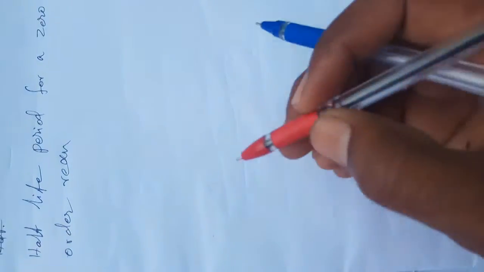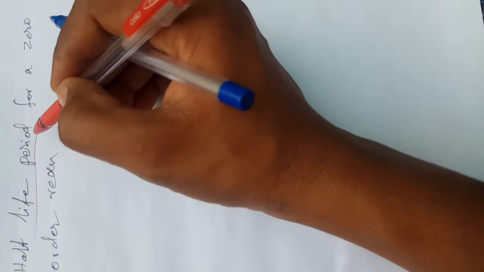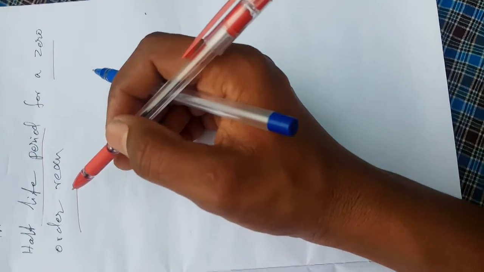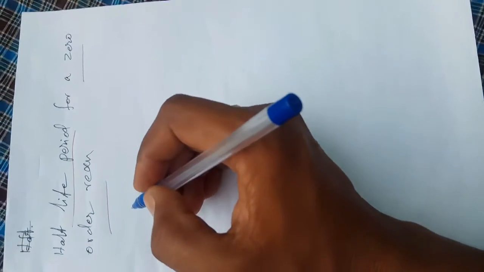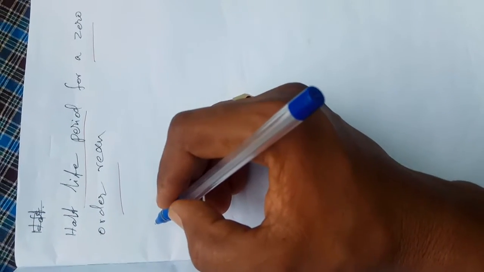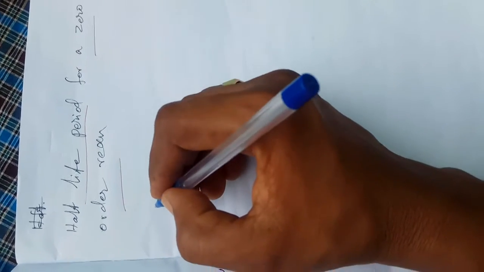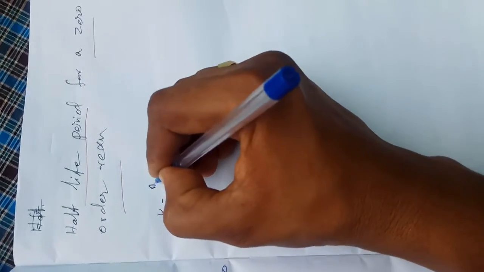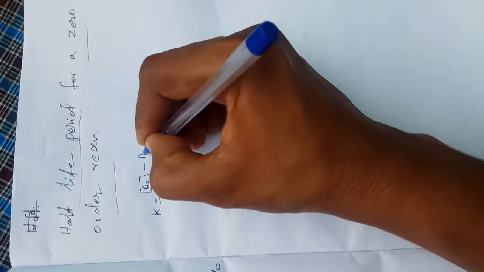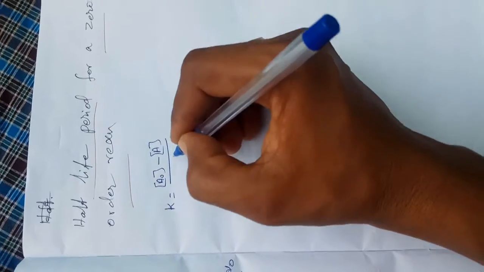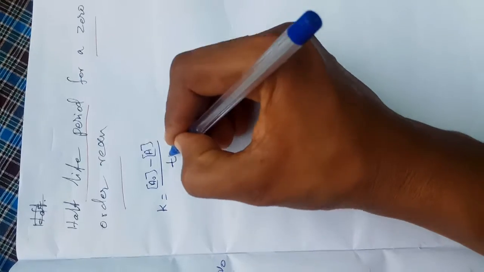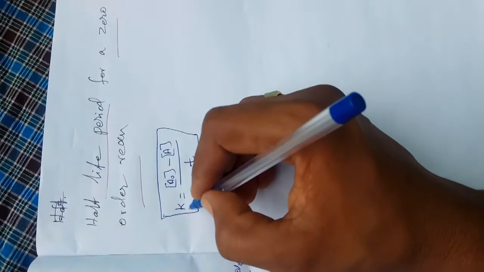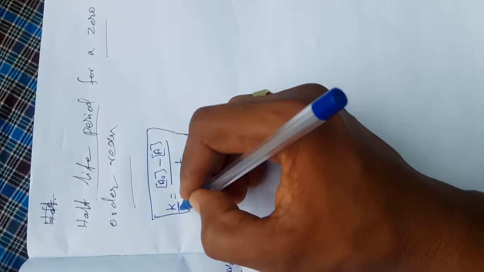Now calculate the half-life period for a zero order reaction. The rate equation for zero order reaction is given by K equal to the initial concentration of the reactant minus the final concentration of the reactant A, so A naught minus A divided by T. In this equation K is the rate constant for zero order reactions.